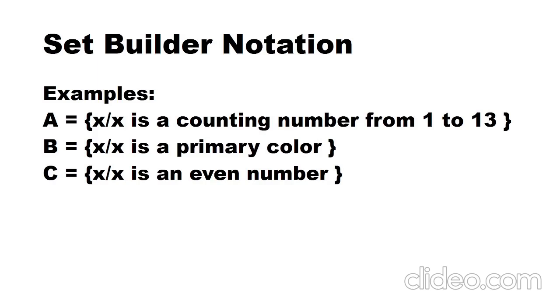The last example we have here: set C is equal to X such that X is an even number. Here it's described as an even number, so it begins with 2 and we don't know where it ends. Again, you start with a left brace, then X bar X, which means X such that X is an even number. So that's how you describe a set using the set builder notation.